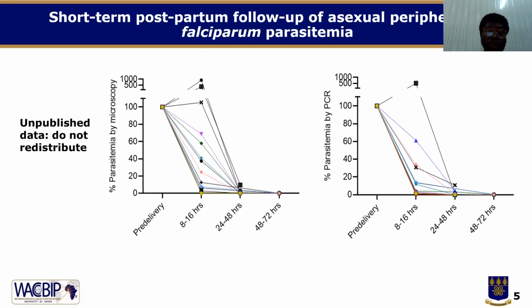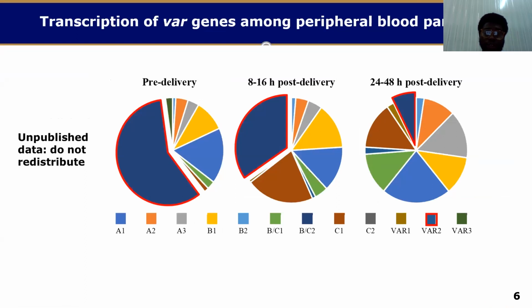As you can see, by 24 hours postpartum, parasitemia has declined by about 99%. In most of the donors, by 48 to 72 hours postpartum, most were negative by PCR, and most just carried very low levels of parasitemia. This was confirmed by both PCR and microscopy.